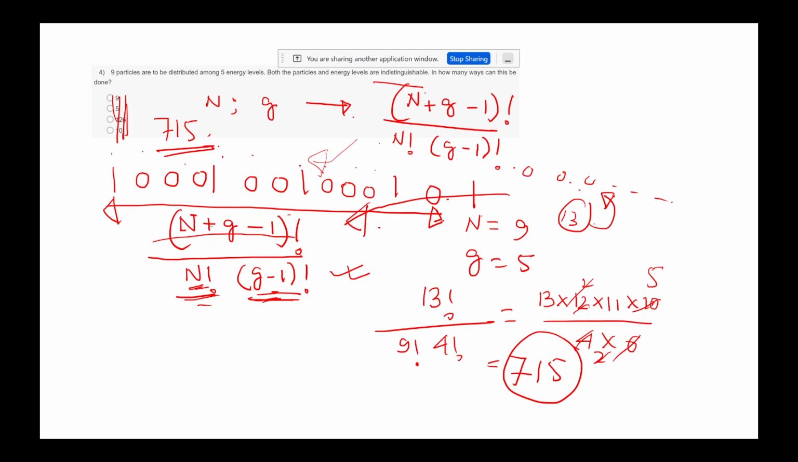If there are 5 energy levels, let's just draw it. How many boxes are there? 5. So 5 boxes means 5 energy levels, and 4 partitions, like this, okay?